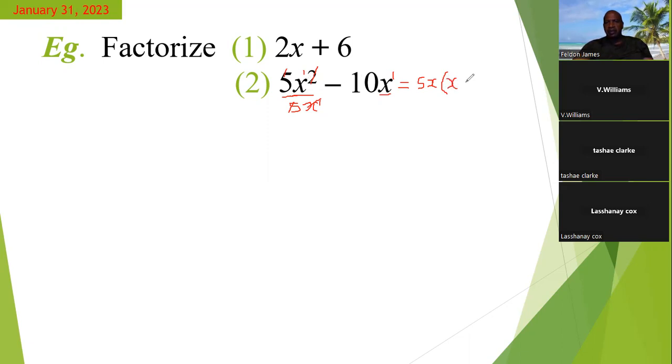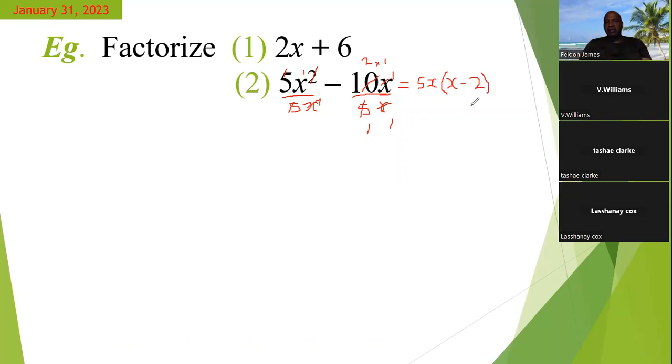And then we keep the minus sign from the expression. We divide 10x by 5x. We see 5 into itself goes 1, 5 into 10 goes 2. X into itself goes 1, and x into itself up here goes 1. So all that remains in the numerator is 2. So we put 2 in the bracket here, then we close our brackets.